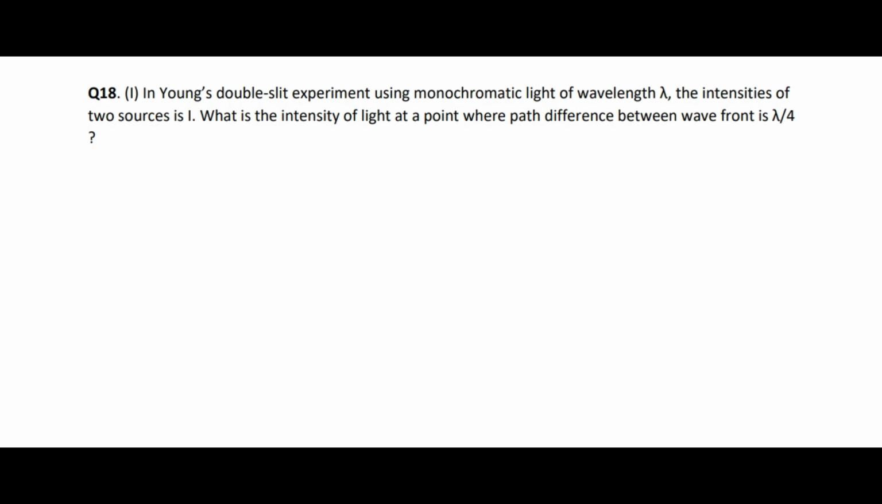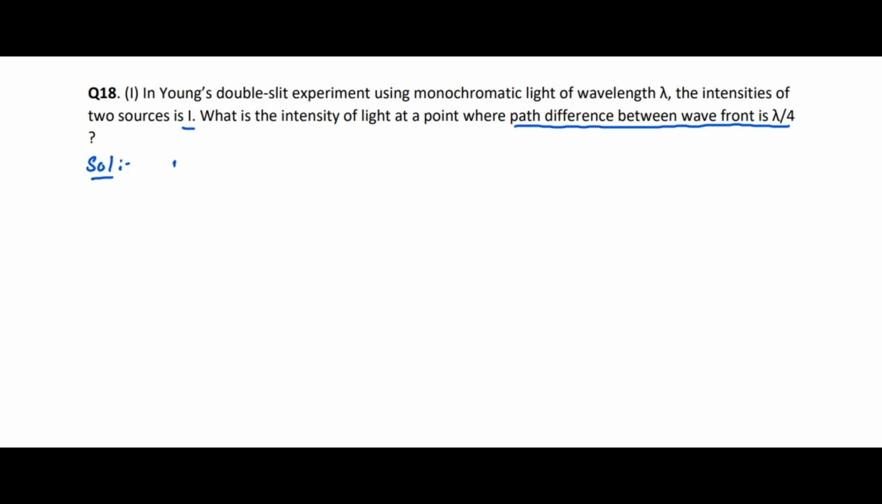Coming to 18th. In Young's double-slit experiment using monochromatic light of wavelength lambda, the intensities of the two sources is I. What is the intensity of light at point where the path difference between the wavefront is lambda by 4? So here, the wavelength is lambda and the intensities of the two sources is I.